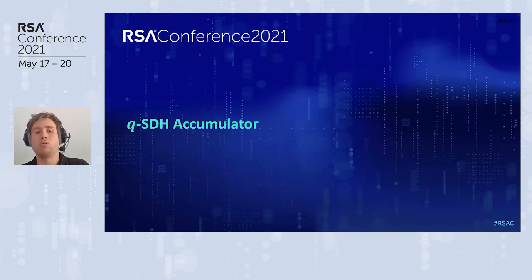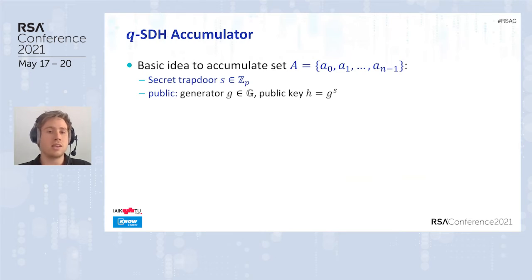So let's talk about the QSDH accumulator. It's an accumulator with constant size witnesses. And it also is compatible with efficient zero knowledge proofs. But as I said in the beginning, without the secret trapdoor that is involved, it is not very efficient. So in this accumulator, we have the secret trapdoor S and a public key, which is basically just a generator raised to the power of S.